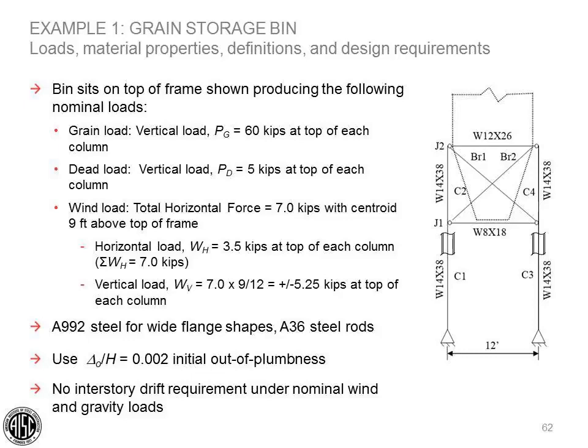We use A992 steel for the wide flange shapes and A36 steel rods for the braces. We'll use a delta over H equals 0.002 for the initial out-of-plumbness, which means we'll apply notional lateral loads equal to 0.002 times the gravity loads. And we don't have any inter-story drift limits.